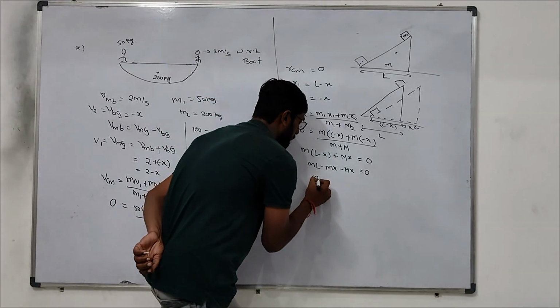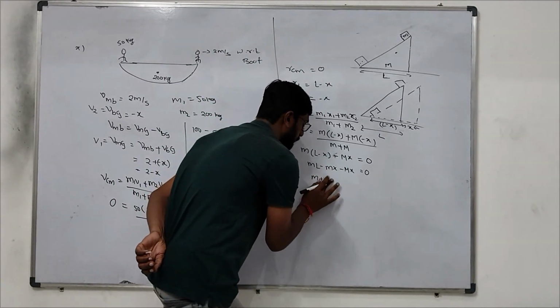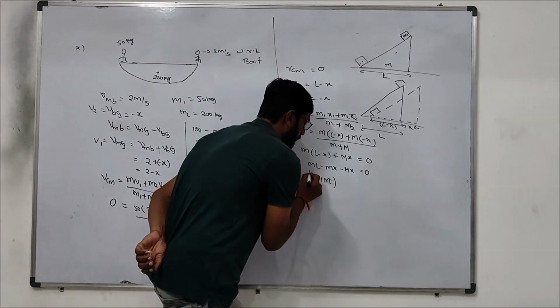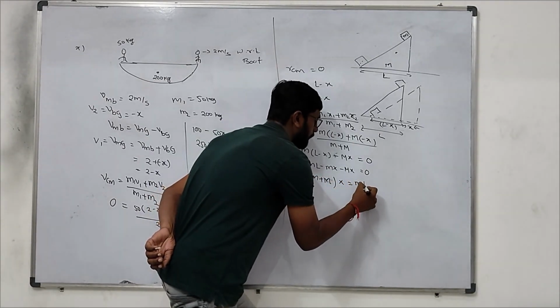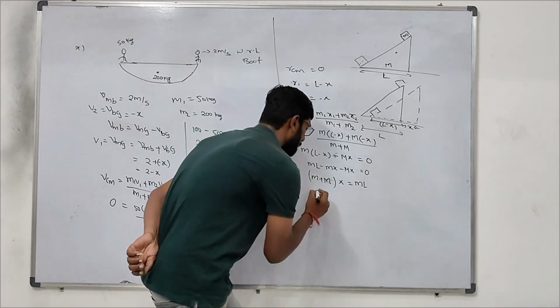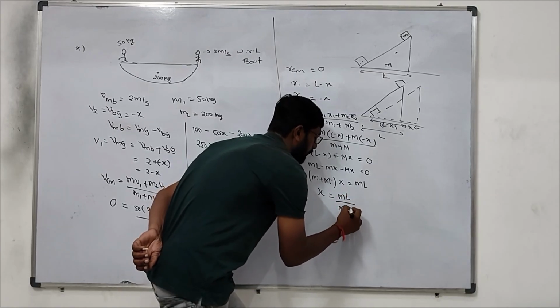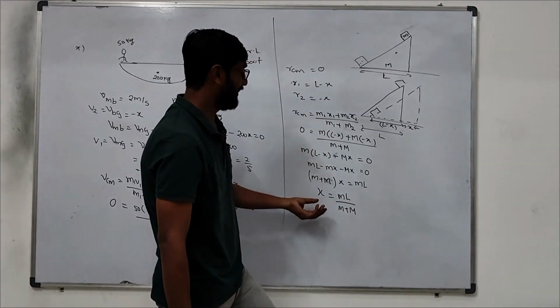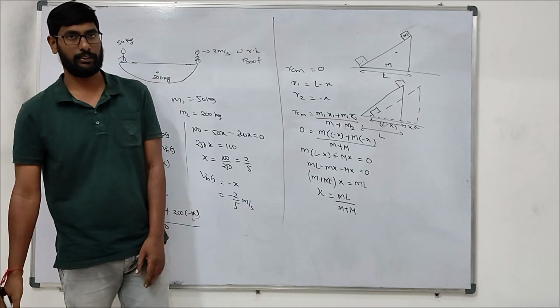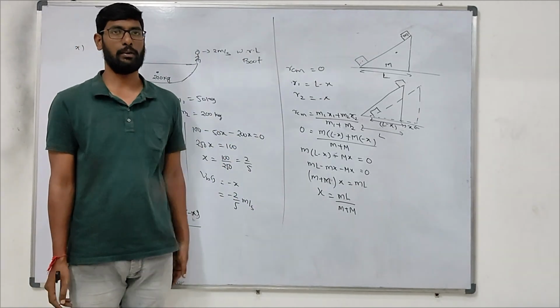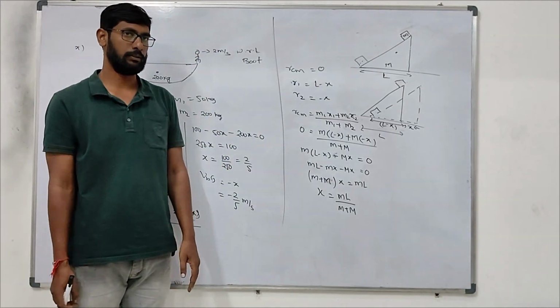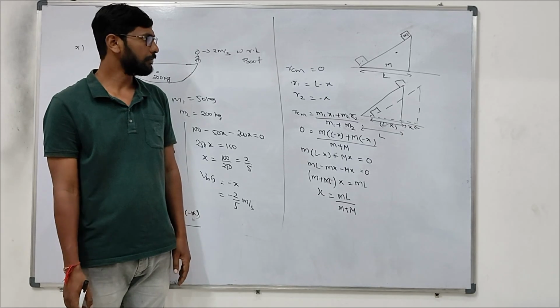We will write m plus M into x equals mL. So x will be what? mL by m plus M. So this is the distance traveled by the wedge. That's opposite to the displacement of the small mass, right?